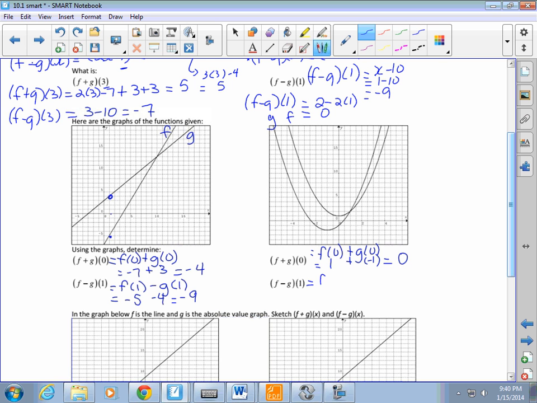So f minus g, so that's the f of 1 minus the g of 1. So when my x, or my input value, was a 1, which is right here, my y value was, and we're going to take a little liberties here, and we're going to say that it's right there at the 1. The g value when x was 1 is right here, so it was a 0. So f minus g of 1 is equal to 1.